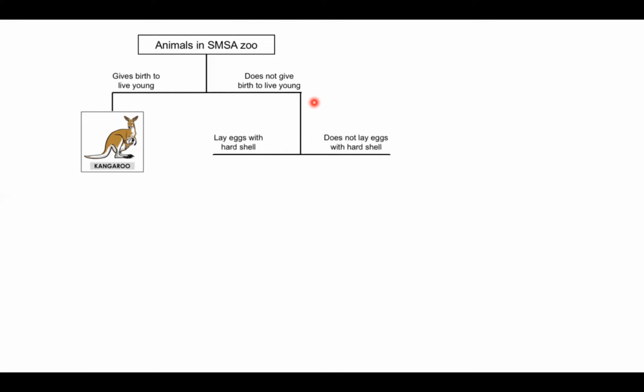Okay, and then the animals that do not give birth to live young, you can further split them up into animals that lay eggs with hard shell and animals that do not lay eggs with hard shell. So the animal that lays eggs with hard shell, that is the duck. So the duck, the egg that it lays, it has a hard egg. Okay, and the other animals, dorang bertelur tapi telurnya telur yang lembut.